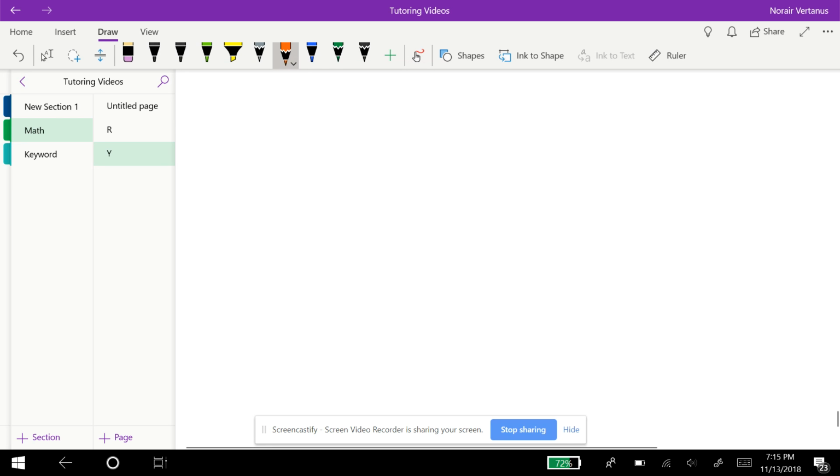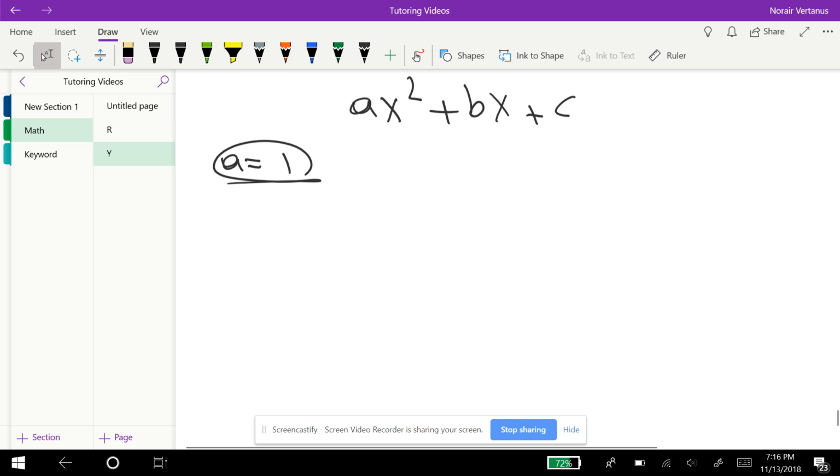All right, so factoring trinomials. This is the easy one, with a equal to 1. So let's write the standard form of a trinomial. It is following this formula: ax squared plus bx plus c. And in this example in this video, a is equal to 1. There's a harder one, which I'm going to be recording on the next one.